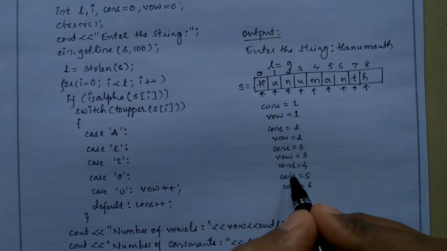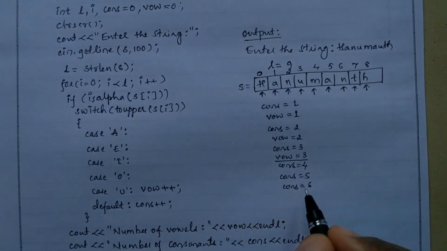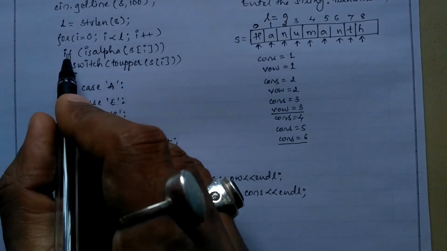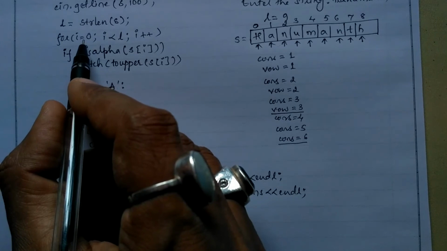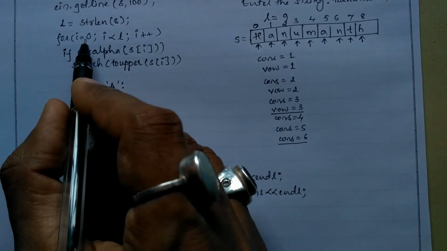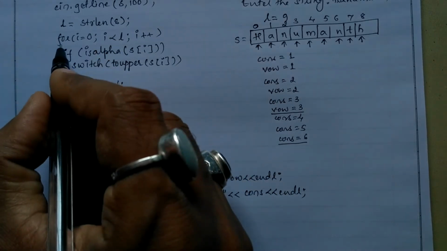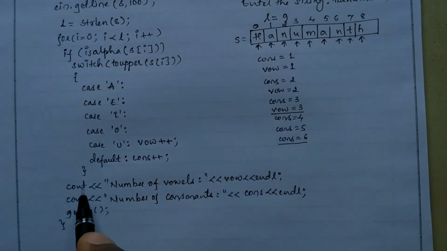Okay, so what is the latest value of vowel here? 3. And what is the latest value of consonant? That is 6. Okay, now once again control transfers to the for loop by incrementing the value of i by 1. Now i is 9. 9 is less than 9? No, it is false. Once the condition is false, control directly comes out of this looping structure, and it is going to execute the next statement.